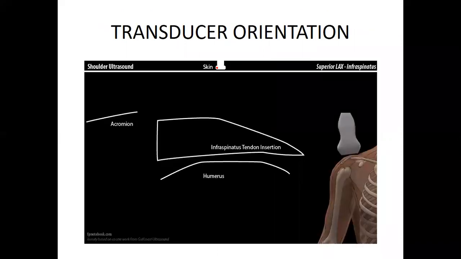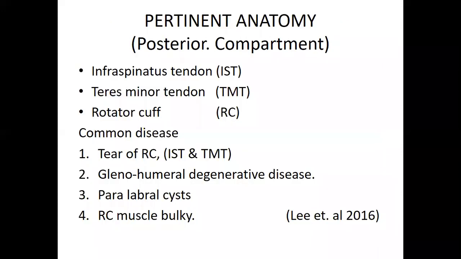This is the orientation. So what is the pertinent anatomy that you are supposed to look at whenever you want to view this image? Relationship. You have to appreciate the infraspinatus tendon, also abbreviated as IST, the teres minor tendon, the TMT, and the rotator cuff. Again, here you are going to see that their relationship is very, very close. So what you need to pick is specific things.